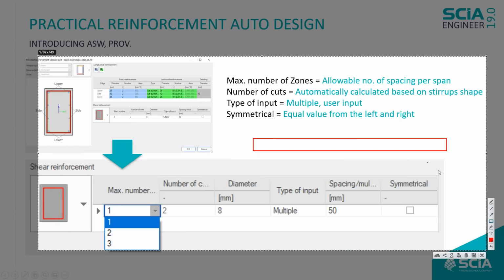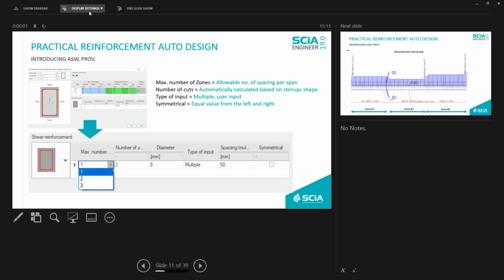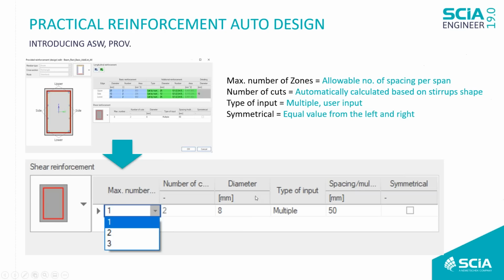If you have a beam like that, when you are making your stirrups normally, you are saying I need, for instance, from this location to that location, one spacing, and then from that point to that point, another spacing, and finally you have another spacing. So this is in fact zone number 1, zone number 2, and zone number 3. This is how you can tell the software the maximum number of zones.